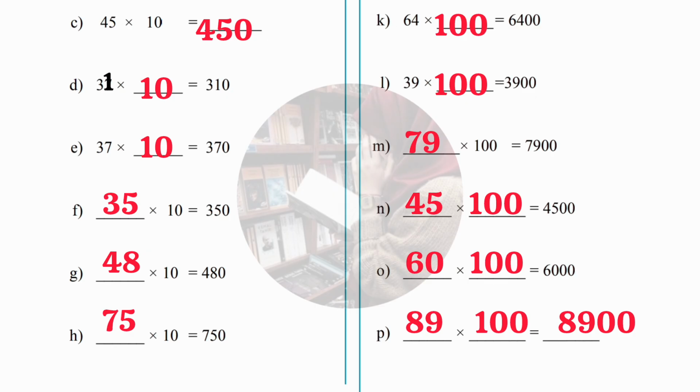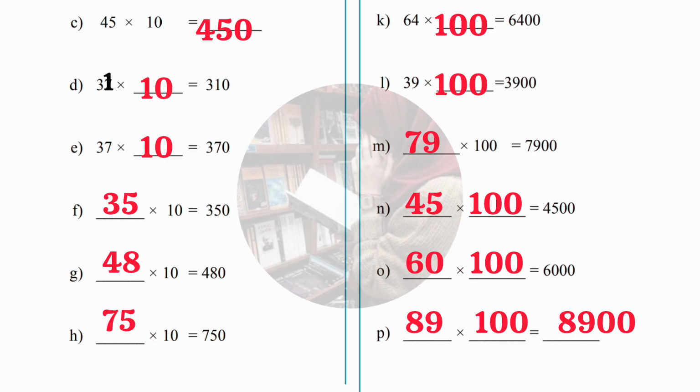Next one, dash multiplied by dash equal to 4500. Here number is 45 and two zeros are there, means we can easily say that 45 multiplied by 100 is 4500. Next one, dash multiplied by dash equal to 6000. Here, if you observe carefully, guys, we have three zeros. You may write it down in two ways, that is 6 multiplied by 1000 or else 60 multiplied by 100. Okay, you will get the same answer.